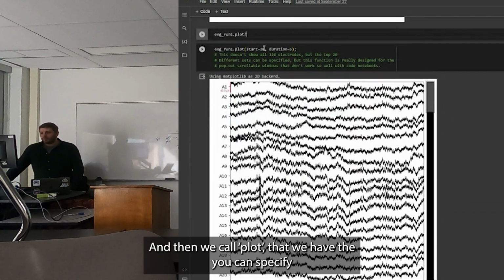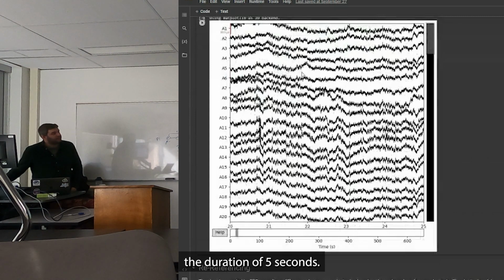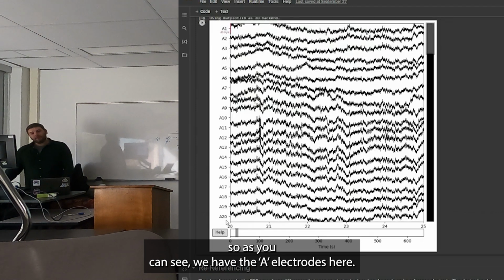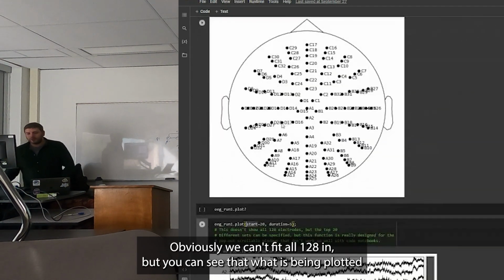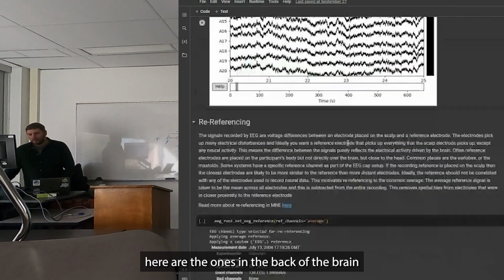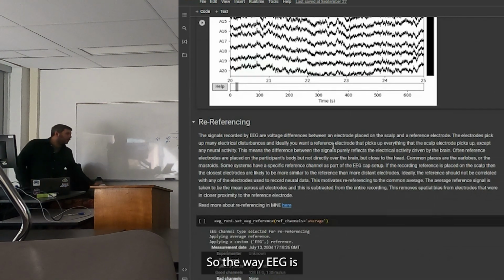And then to call plot, you can specify that we want to start, say, 20 seconds in, and we want to plot a duration of 5 seconds. So this is what the raw data looks like. As you can see, we have the A electrodes here. Obviously, we can't fit all 128 of them, but you can see where they're being plotted here. It's the ones at the back of the brain. And then, this other signal looks like this.